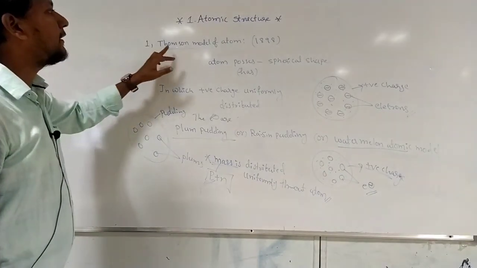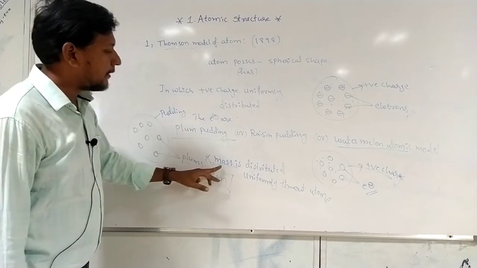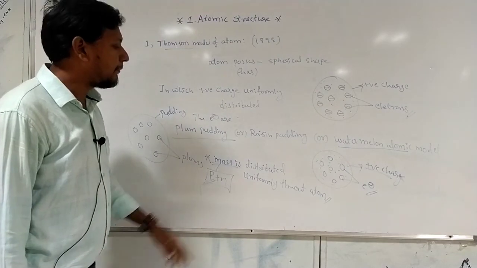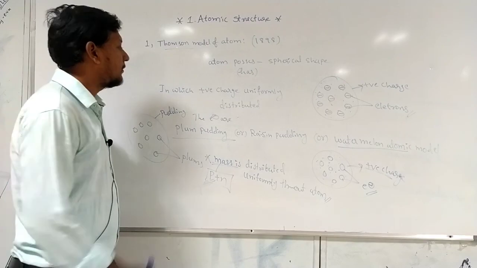This is the information regarding the Thomson model of atom. This is the important point. Here mass is distributed uniformly throughout the atom. In which atomic model is mass distributed uniformly throughout the atom? That is the Thomson atomic model. Note it down.